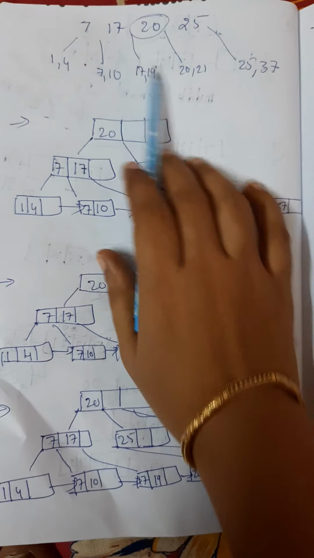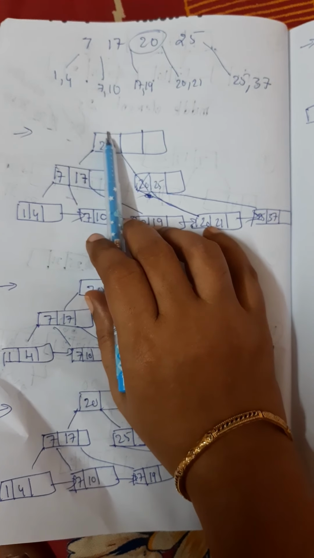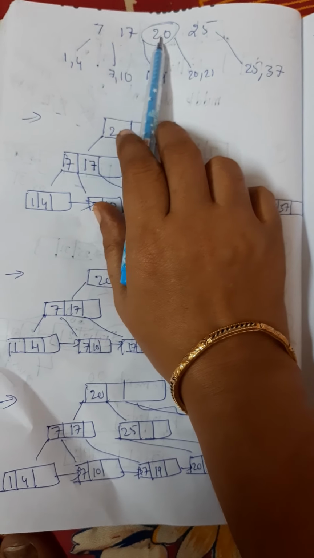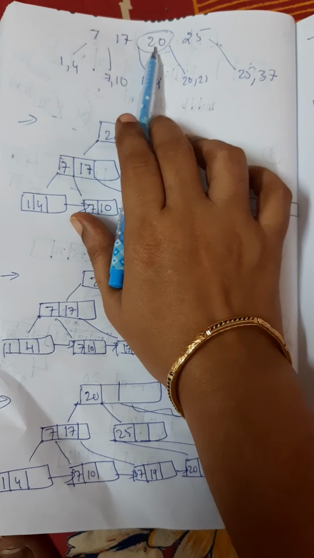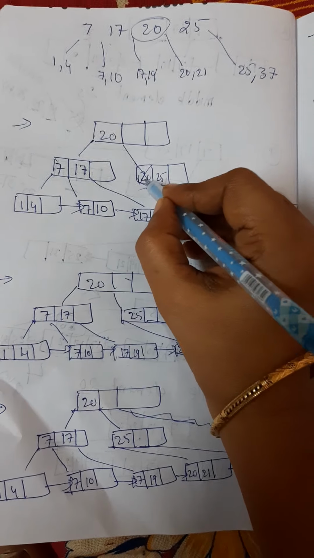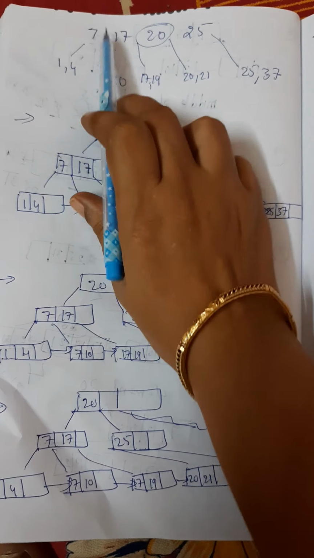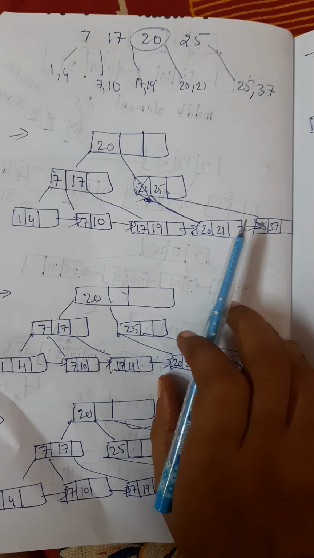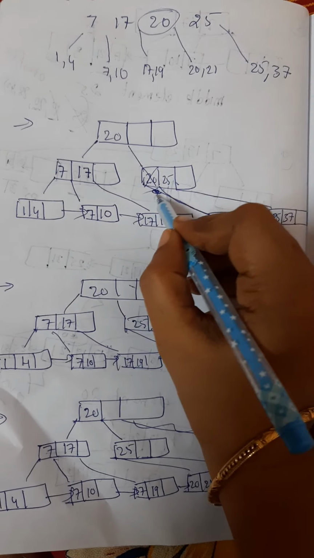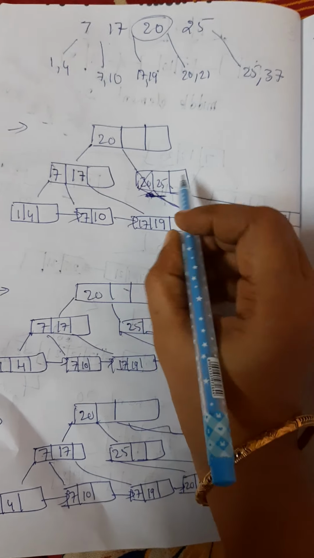So this 20 will go one step up now. One step up you are going. So the 20 left are 7 and 17, and the 20 right are 20 and 25. Now the 7 left, 1 4, and this is the same as it is, I am doing here. But here we have 20 and 25.